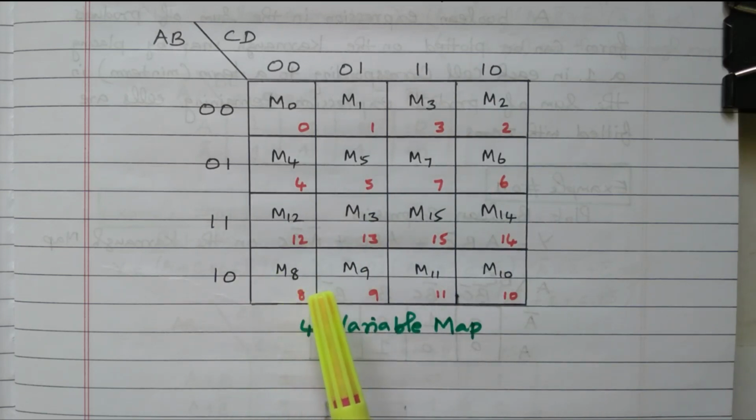So like this we can represent the max terms in all the one variable, two variable, three variable and four variable maps. So in this video we discussed the min term and max term, and how to represent min terms and max terms in the K map.